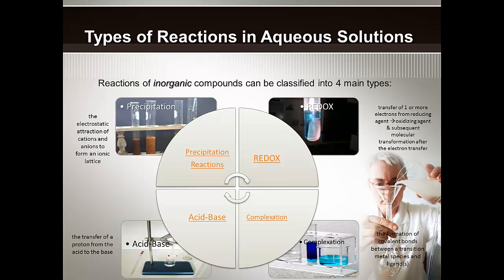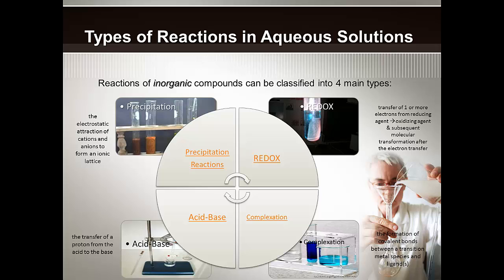Let's have a look at the types of reactions that occur in aqueous solutions. So these are water-containing solutions, okay? Reactions of inorganic compounds can be classified into 4 main types. We've got precipitation reactions, redox reactions, which we're going to have a look at later on, complexation, and acid-base reactions. Okay, these are our 4 main types that we're going to observe in aqueous solutions. And they've got different properties.